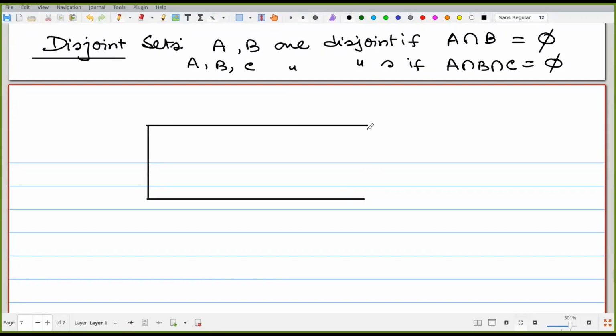I am writing only for A, B, C. That is the universal set. No common element. So A is here. No common element. So B is here. No common element. So C is here. In that case, we can say A, B, C are disjoint sets.